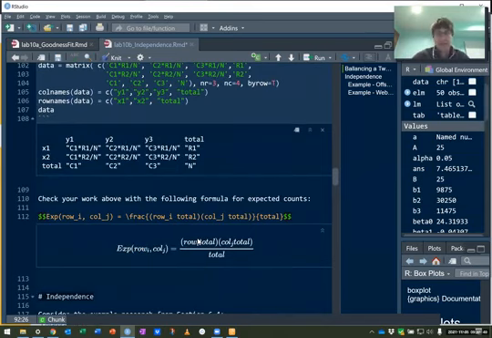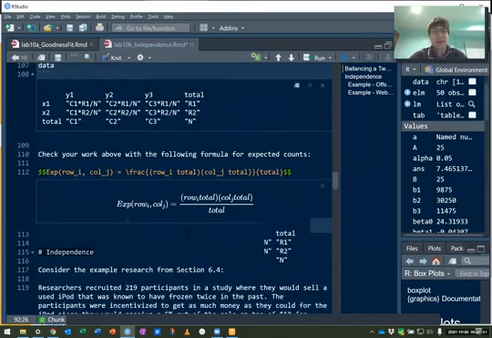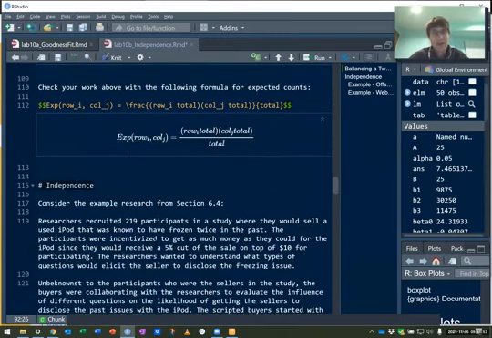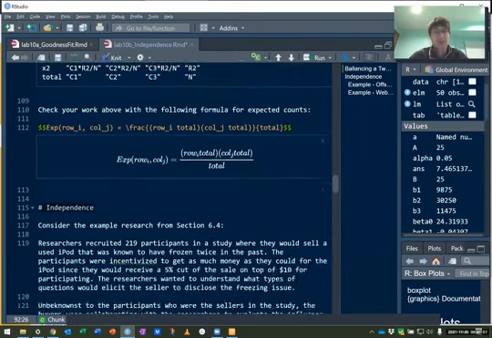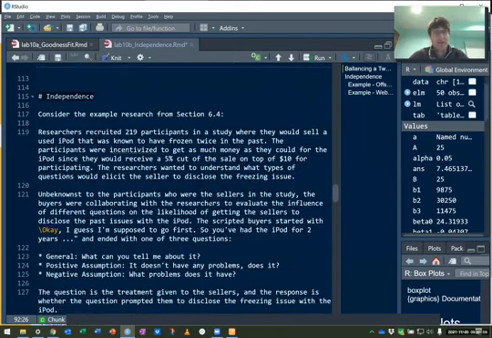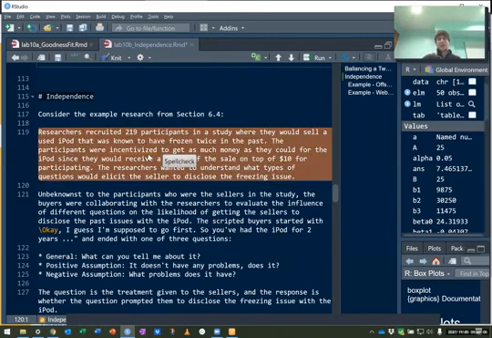You can still do the test without understanding exactly why the null hypothesis is the way it is, but this section explains why we use the null hypothesis for independence. Here's an example of research on sellers. We want to know if people selling something are being a little bit dishonest to make the sale. So here we go.